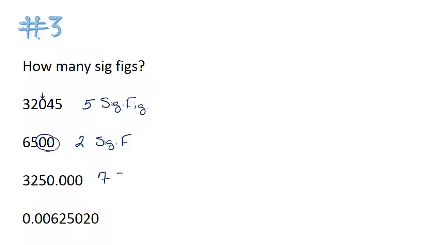This one has 7 sig figs. This 0 is trailing, and there's a decimal point. These 3 are trailing. There is also a decimal point. Everything is significant.